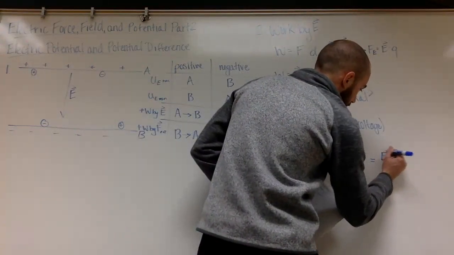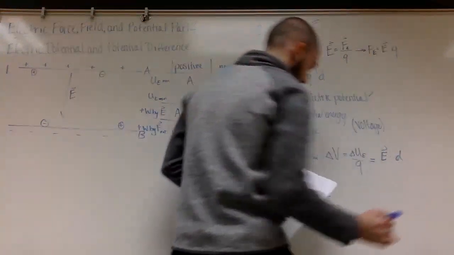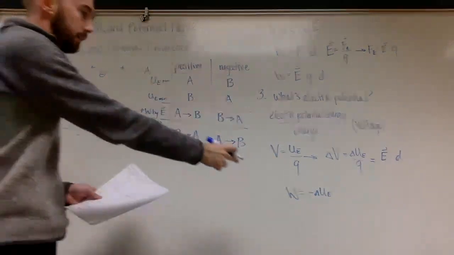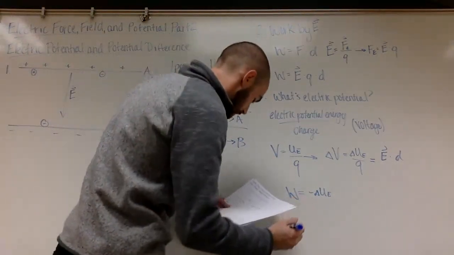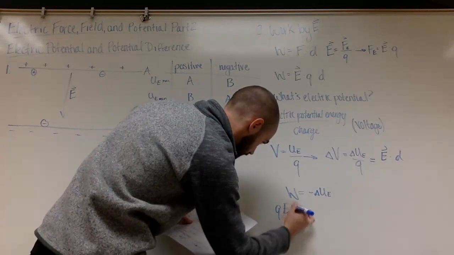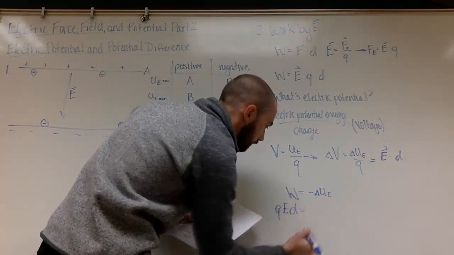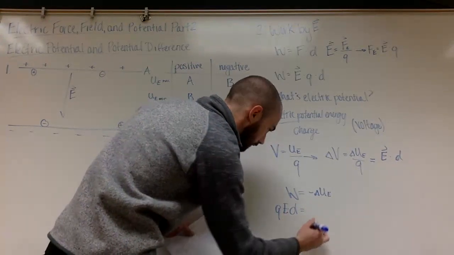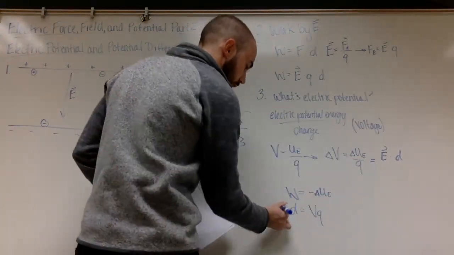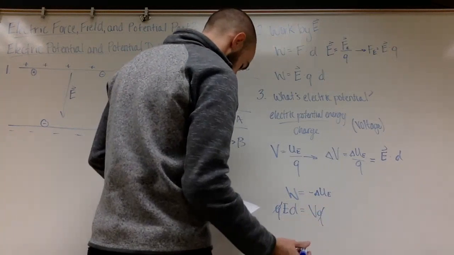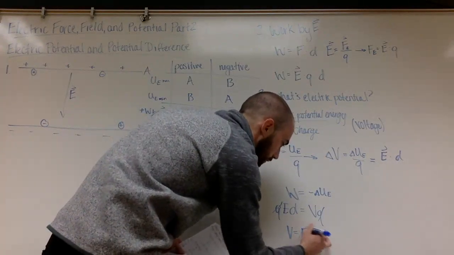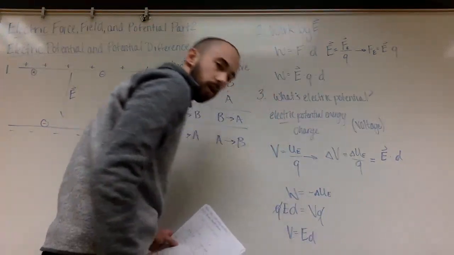as electric field times the distance. And the reason that we can get that is from down here, that work is equal to QED, which is going to be equal to VQ when we rearrange this. So charges cancel out, and what we're left with is that voltage is equal to your electric field times the distance that it travels over.